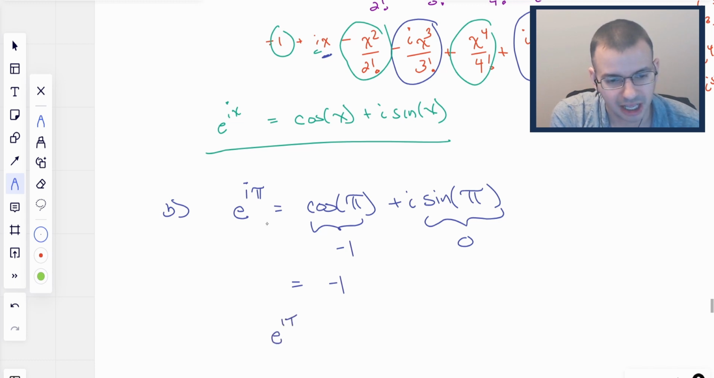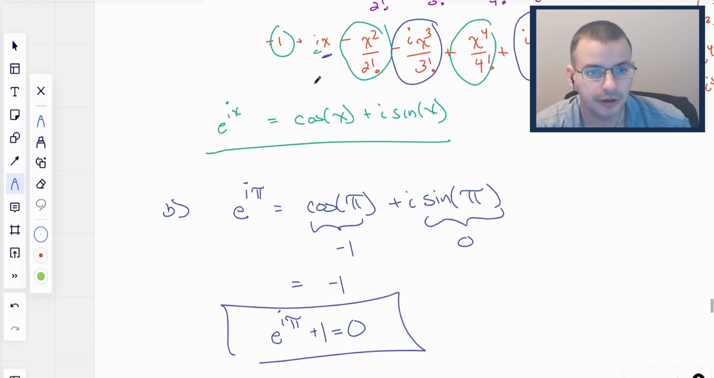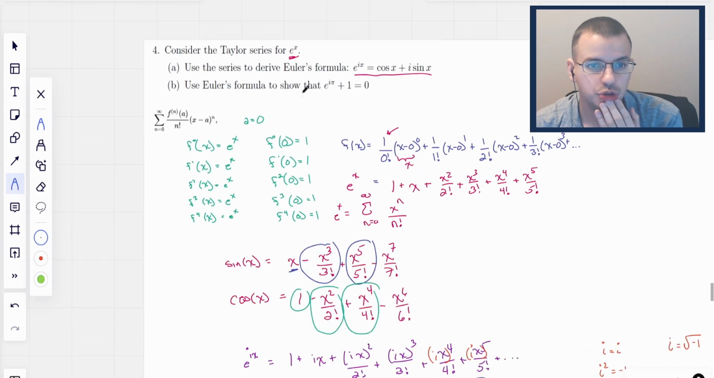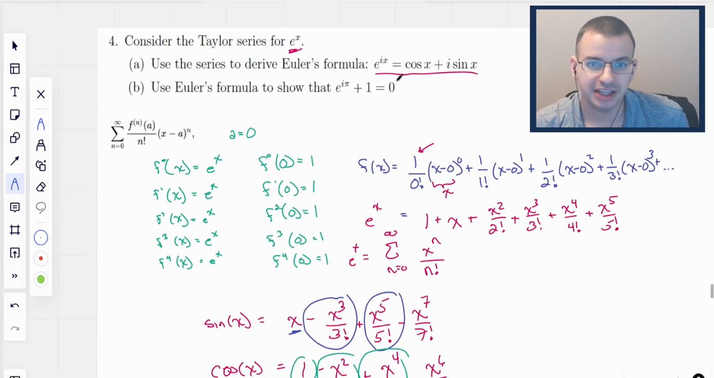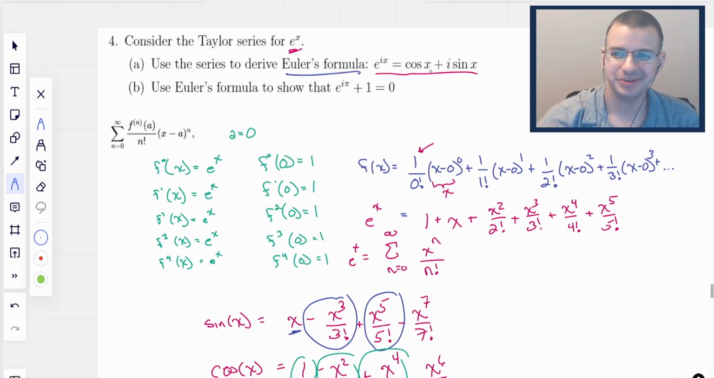Rearranging that, we get e to the i pi plus 1 equals 0, which is what we're looking for. So that's how we would approach this. This is how we would use the Taylor series for e to the x, cosine of x, and sine of x to derive Euler's formula. So hope that helped. See you next time.